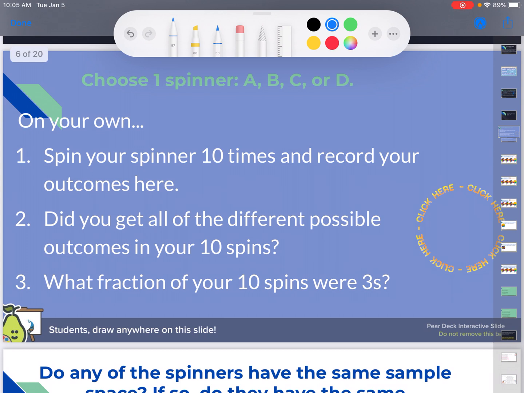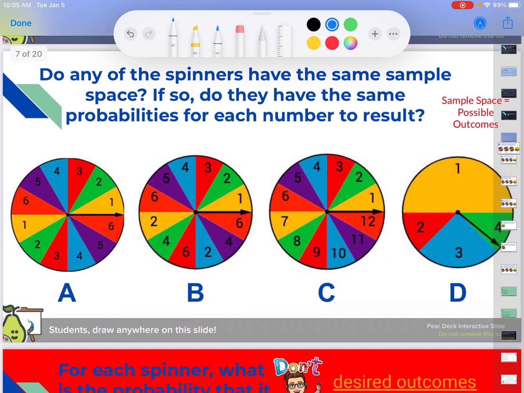You're going to spin the spinner 10 times and record your outcomes here. There are these different spinners, and if you use the slides on Google Slides, you can click and choose one of these spinners and spin it in the app. But since this is a PDF, I can't do that, so don't worry about this slide. It says, do any of the spinners have the same sample space? If so, do they have the same probabilities for each number to result?